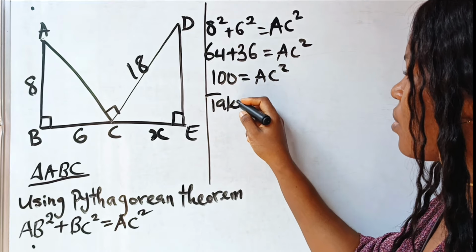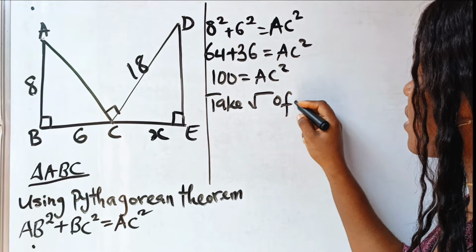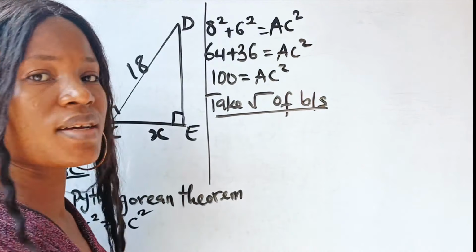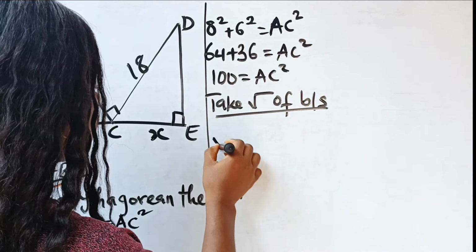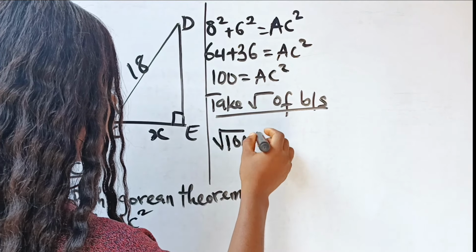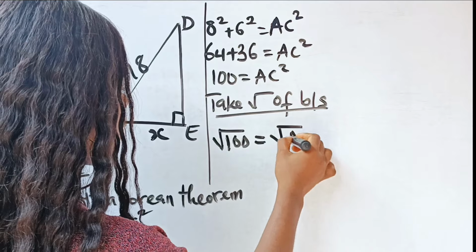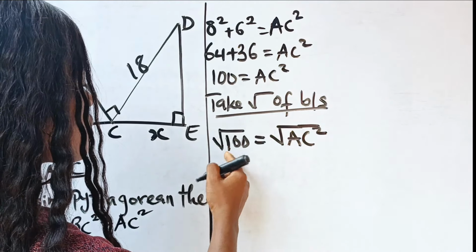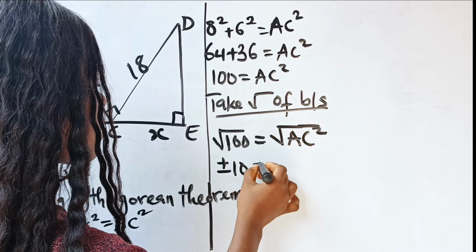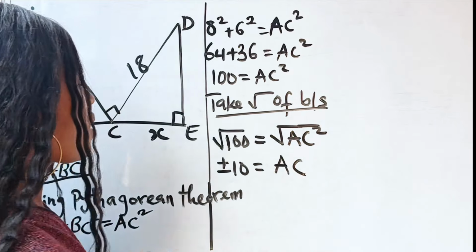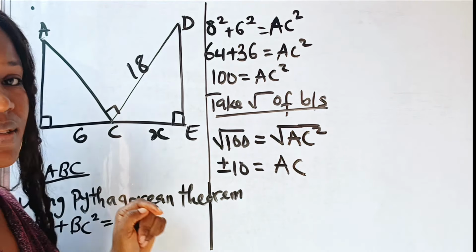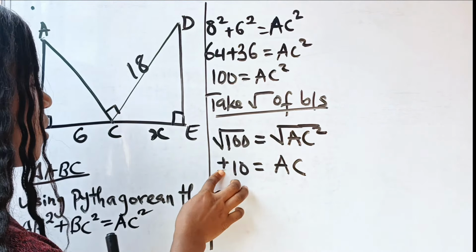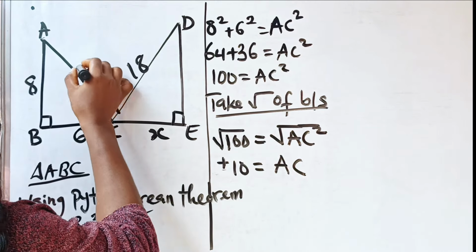Now let's take the square root of both sides. So if we do that, we'll have the square root of 100 is equal to the square root of AC squared. Now, the square root of 100 is plus or minus 10, which is equal to AC. But remember that AC is a length, so the length cannot be negative. Therefore, our AC is 10. So let's write 10 here.